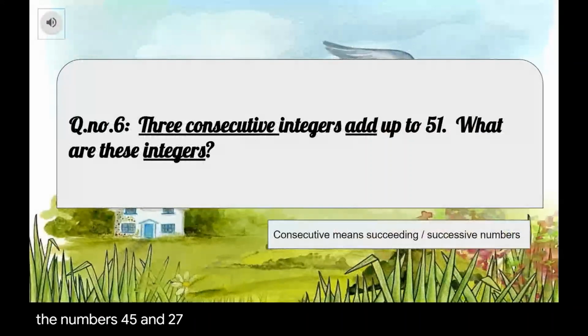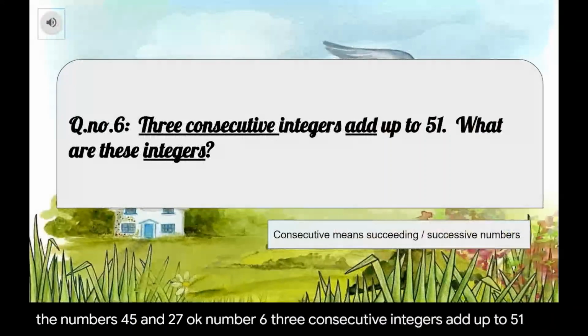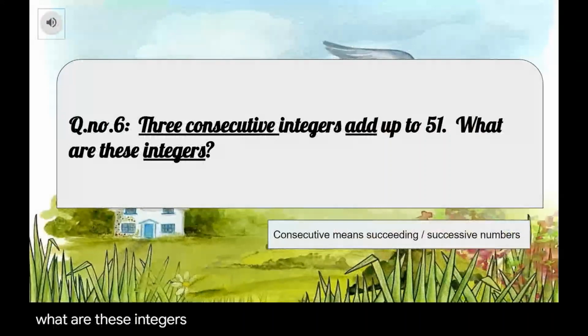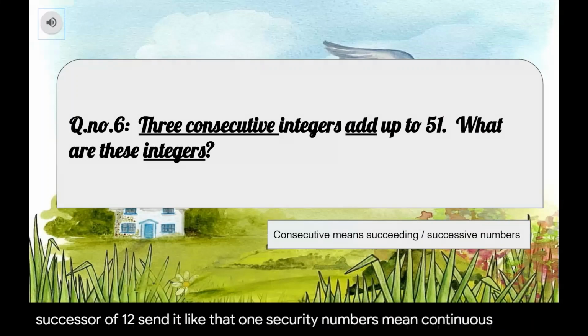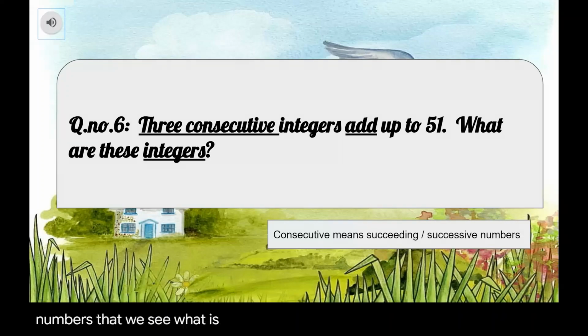Next, question number 6. Three consecutive integers add up to 51. What are these integers? Here, consecutive integers are given, isn't it? What do you mean by consecutive? Consecutive means succeeding, successive numbers. So if 1, what is the successor of 1? 2, isn't it? Like that. Consecutive numbers means continuous numbers. Let me see what equation is coming.